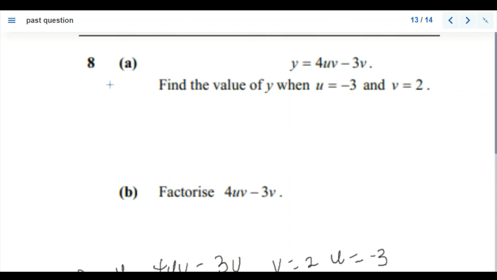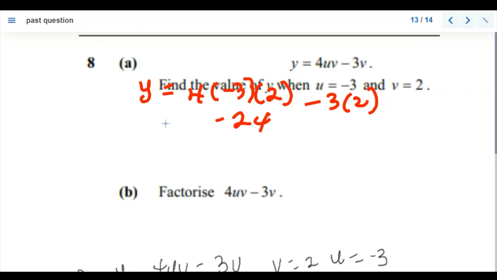So let's solve and let's see. So we are replacing u to be minus 3 and we are replacing v to be 2. So we have y equals 4 times minus 3 in brackets. We are multiplying all these values that we have in brackets by 2, then minus 3 into bracket 2. So 4 times minus 3, that is minus 12. Minus 12 times 2 is what? That is minus 24.